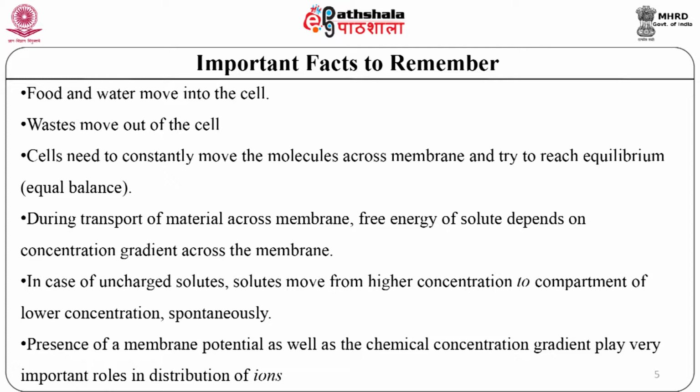Presence of a membrane potential as well as the chemical concentration gradient play very important roles in the distribution of ions. Cells need to move molecules constantly across the membrane in order to try to reach the equilibrium. Actually, such equilibrium is never truly reached.